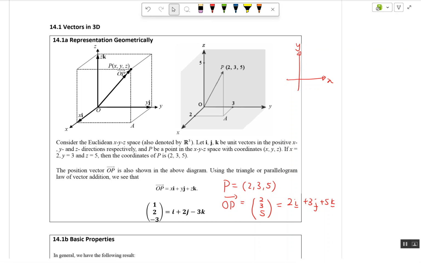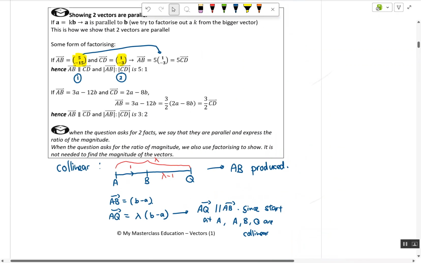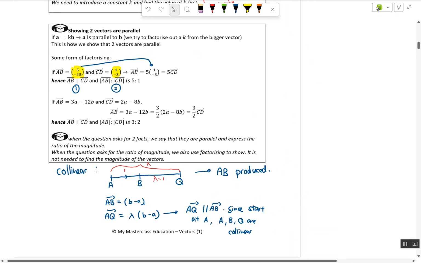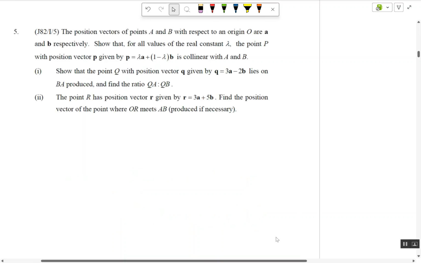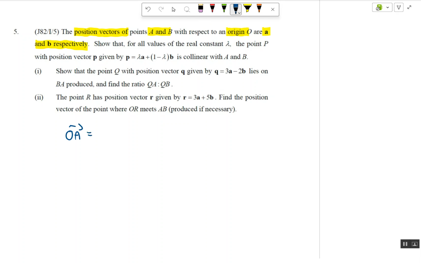I'm going to talk about a question that describes how we are going to do parallel vectors. So in this question, like I said at the start, the question will always talk about position vectors. The position vectors of A and B with respect to the origin are a and b. The question is telling you OA equals a, OB equals b. When anything is in bold, you have to underline it or write it curly. Show that the point P with the position vector is collinear. The question also tells you that OP is equal to lambda a plus (1 minus lambda) b.